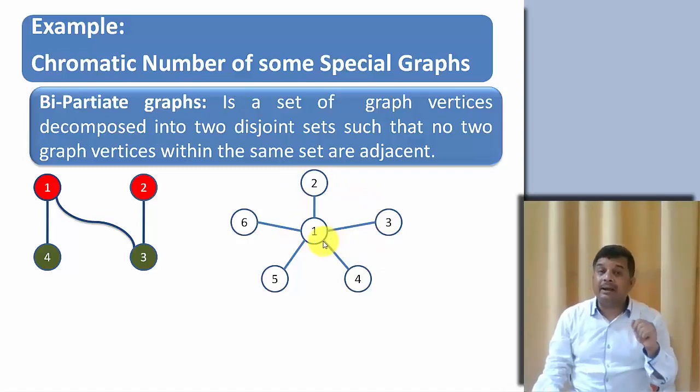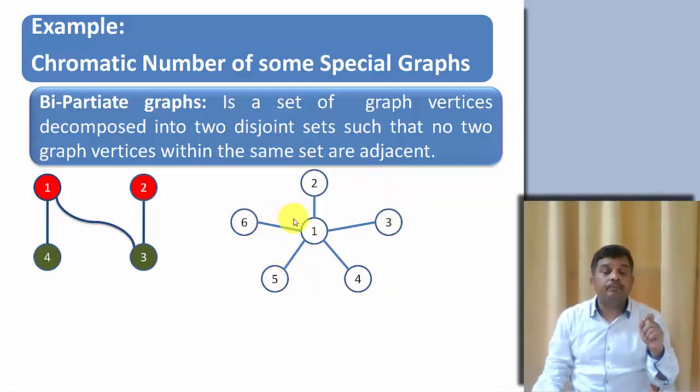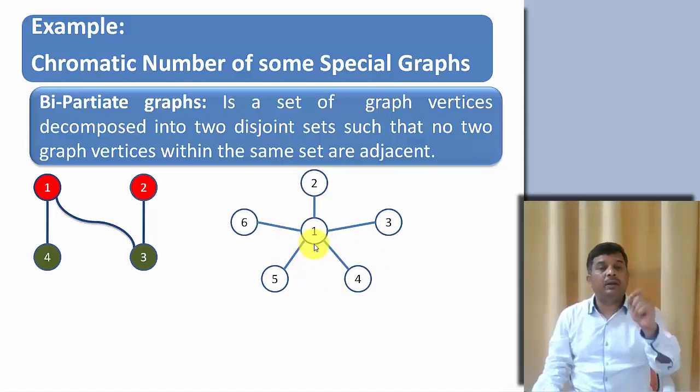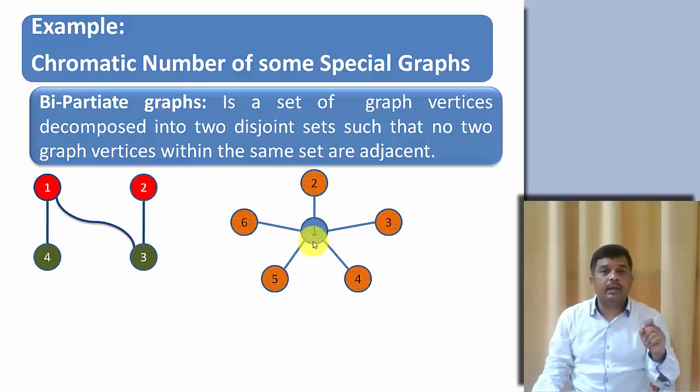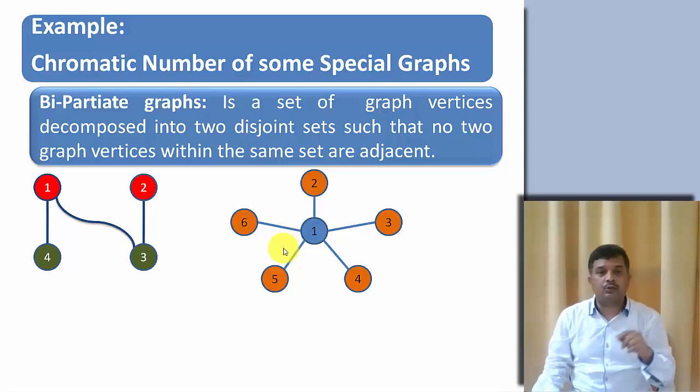So is it a bipartite graph first of all? Yes, because vertex 2, 3, 4, 5, 6, they are not adjacent to one another. They can form one set of elements and vertex 1 will be one set of elements. So that's why I can put vertex 1 as a different color and vertex 2, 3, 4, 5, 6 as different color. So for every bipartite graph, I can color them with two colors only.